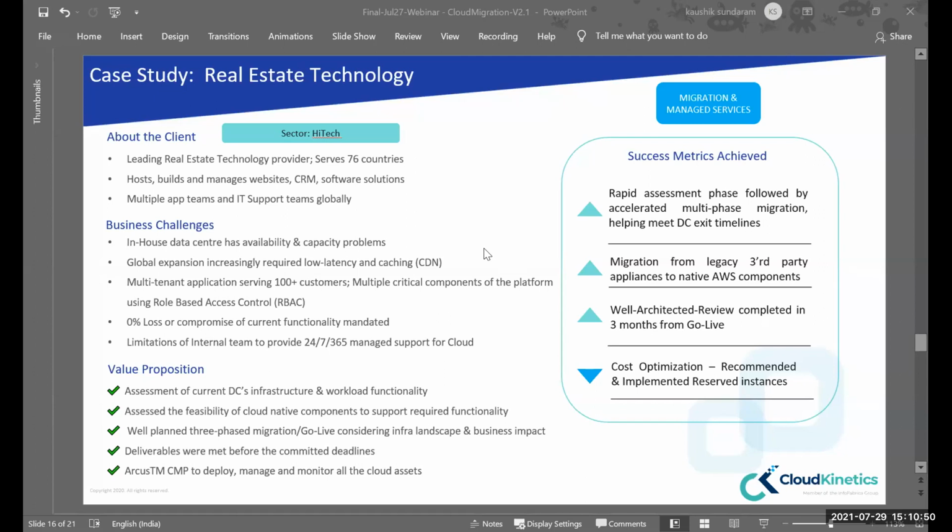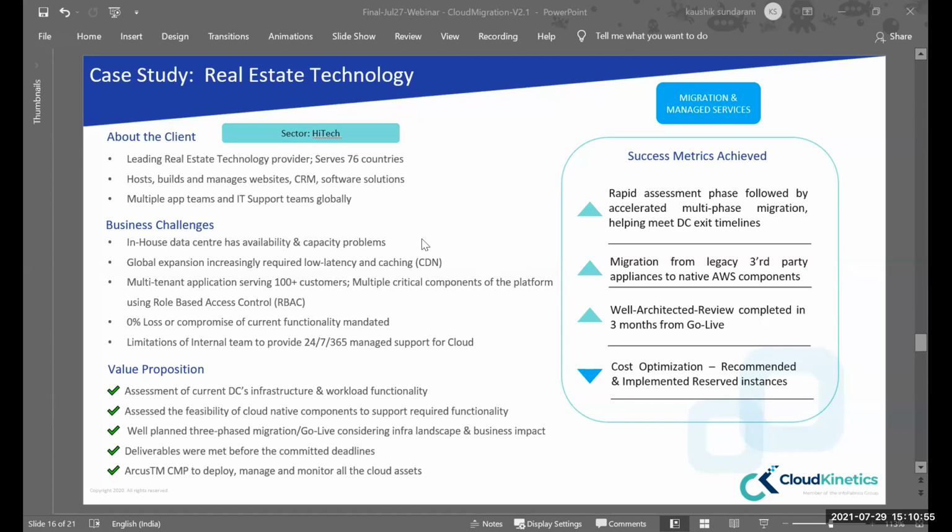I'm here to talk about, as Karthik was saying, a couple of case studies. Let me go ahead and share my screen. Yeah, hope my screen is visible.